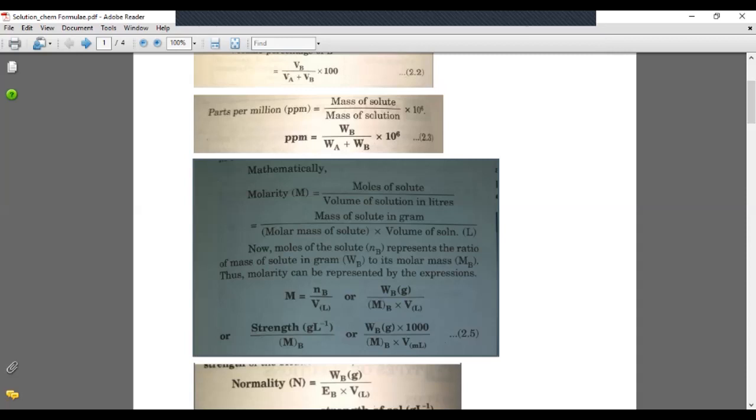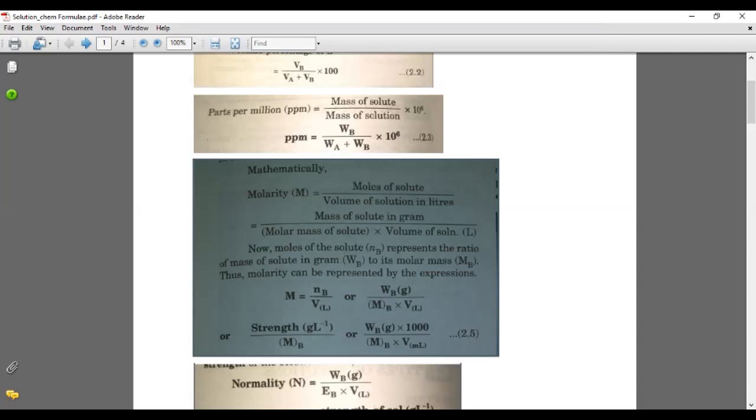Suppose you are given a question. In that question, it is given 1 M HCl solution. Then what is the meaning of 1 M HCl solution? It simply means 1 mole of HCl, that is 36.5 gram of HCl, is dissolved in 1000 ml of solution, that is 1 liter of solution. On the bottle, it may be written 1 M, capital M. Capital M represents molarity. 1 M solution means 1 mole of the solute is dissolved in 1000 ml of the solution.